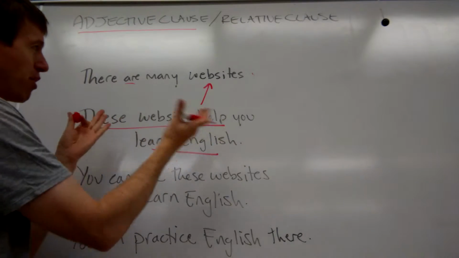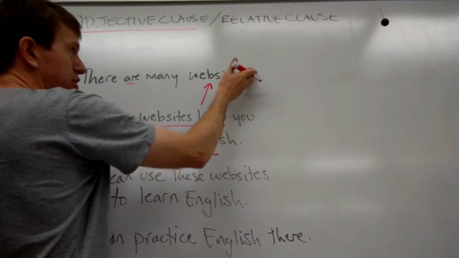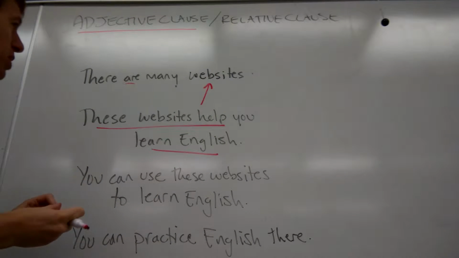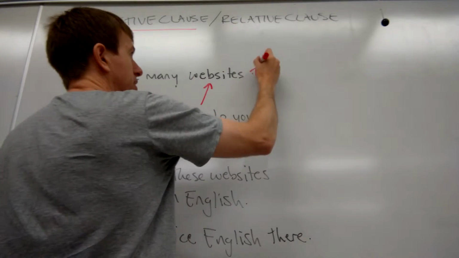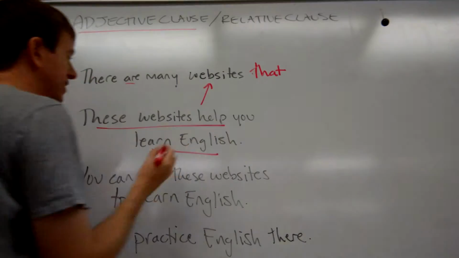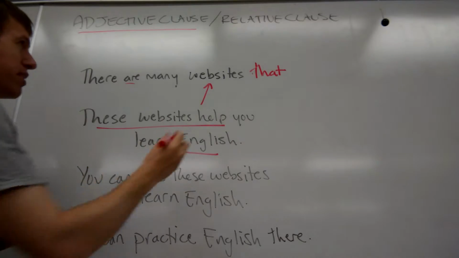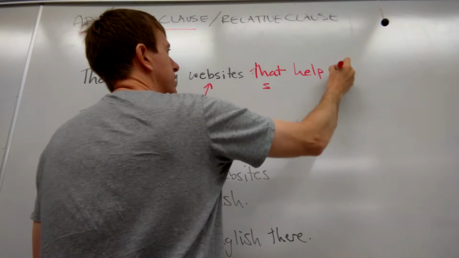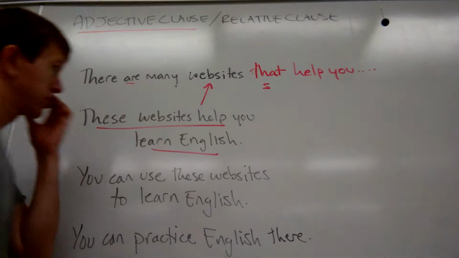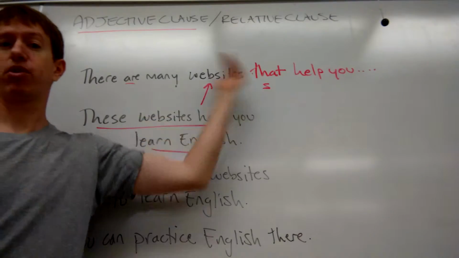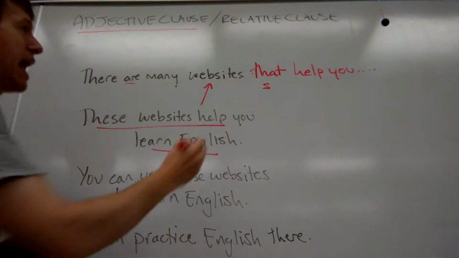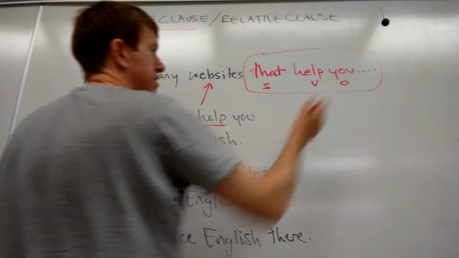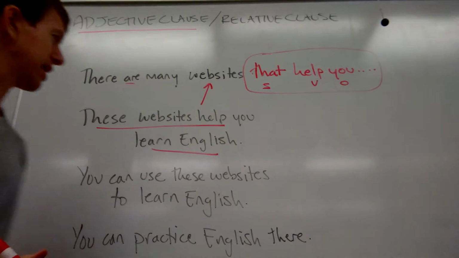But as we learned before, you can't put it before a website. In English, you've got to put it after. So we need a relative pronoun. There are many websites, and the relative pronoun here, I recommend, is that. This can be a subject relative pronoun. So there are many websites that help you learn English. Now we have an adjective clause with a subject and a verb in it, and in this case an object.